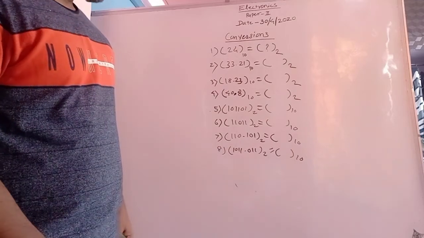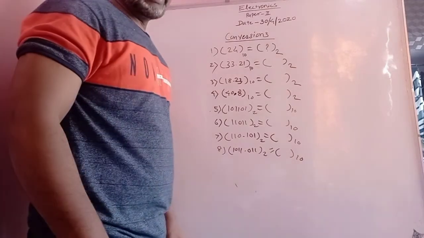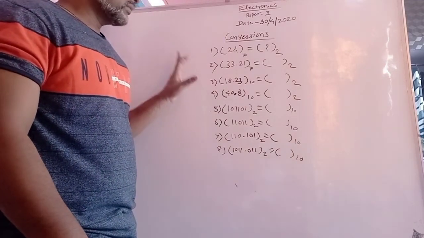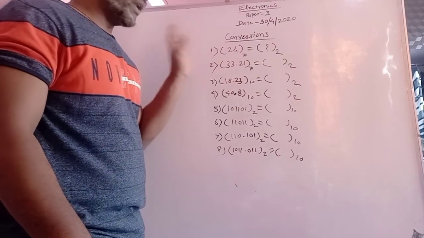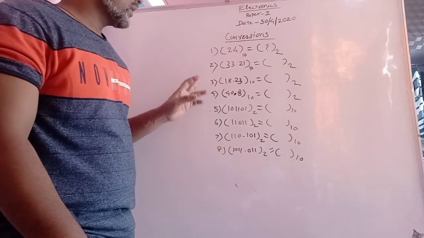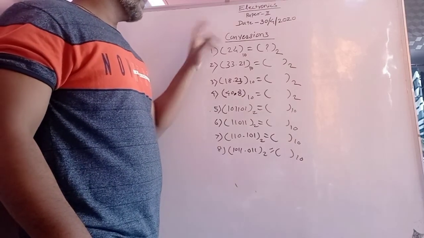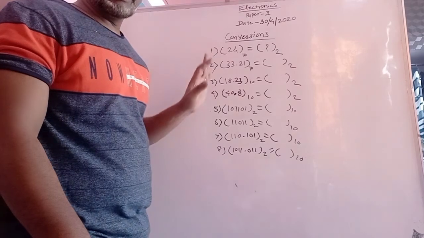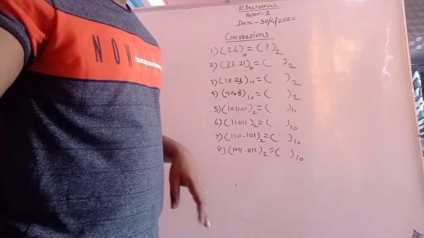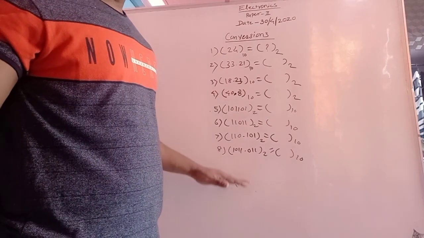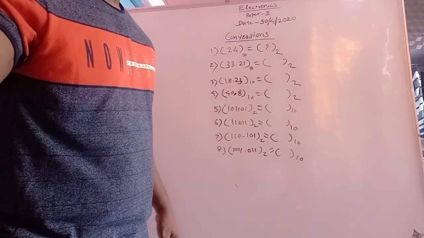Okay, so today we saw the conversion from decimal to binary and binary to decimal. For decimal to binary we use the double method. Okay, so let us stop here. Try the new examples yourself also.